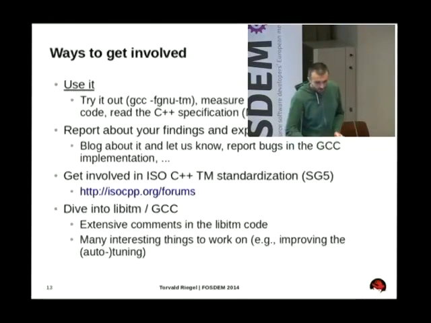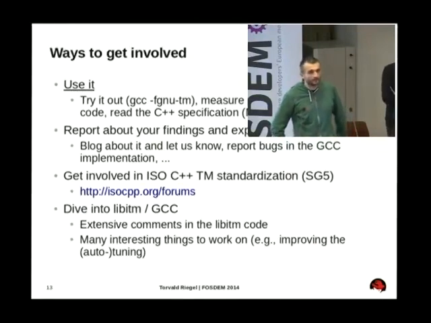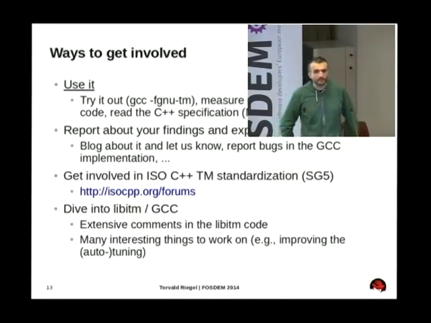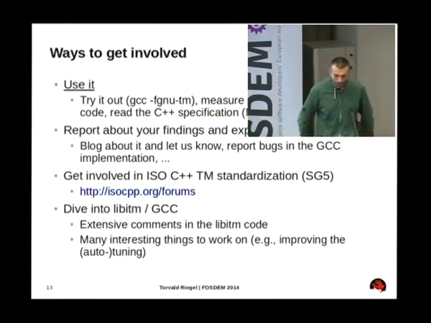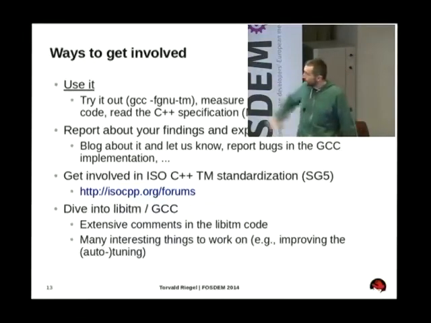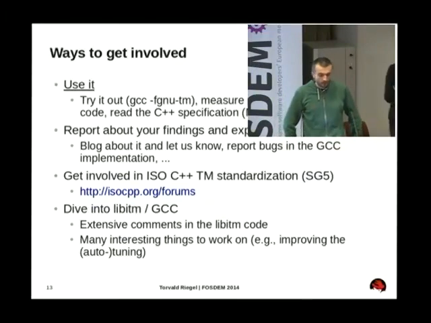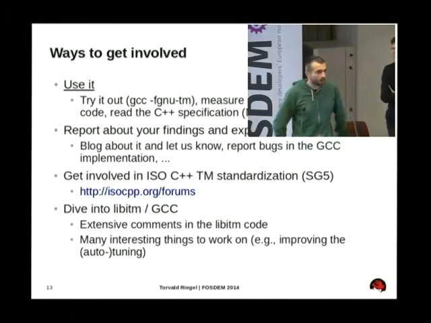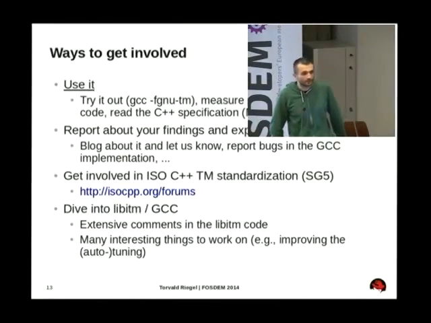And if you're still worried that I didn't give you actual performance data, there's a very easy way to get it. You just need to use it, right? So grab GCC 4.7 or more recent, use -fgnu-tm, and then measure performance on your applications. Read the C++ TM specification that's out there. Report your findings, blog about it. If you think there's a bug or an inefficiency in GCC's implementation, please report a bug.